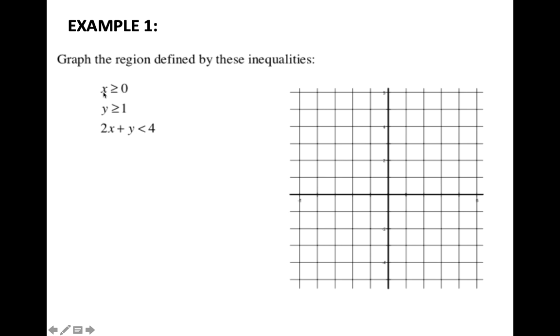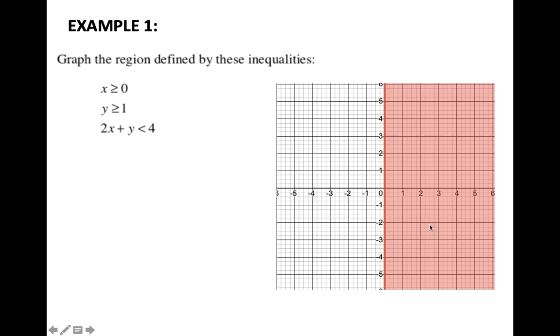So we're going to try some examples. Let's start with this one. So the first one is x is greater than or equal to 0. Well, we know that x is equal to 0 at the y-axis. So I'm going to draw a line right there. And all of the points that are greater than that line would be on the right-hand side. So it would look something like this one in red.